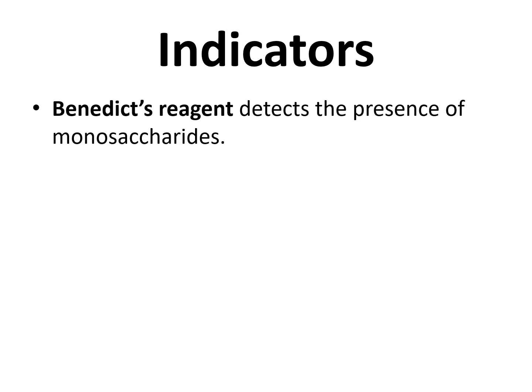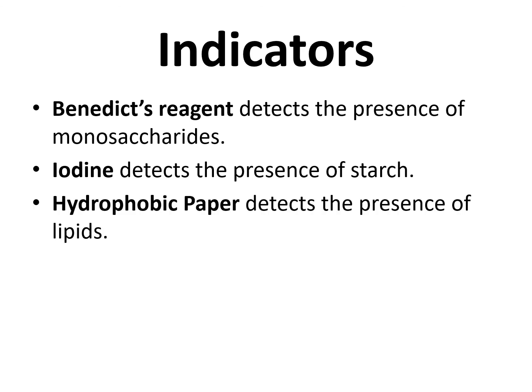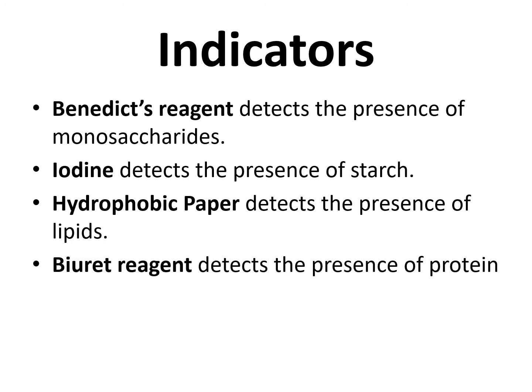Benedict's reagent is an indicator that will detect the presence of monosaccharides in a solution. Iodine will detect the presence of starch. Hydrophobic paper will be used to detect the presence of lipids, and the Biuret reagent will detect the presence of protein. When performing these experiments, it is very important to include controls.